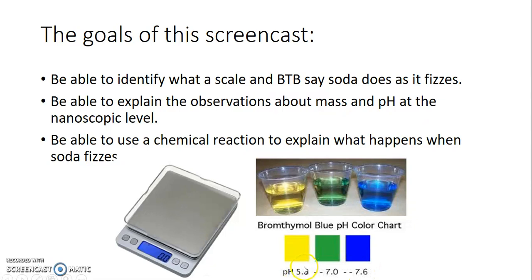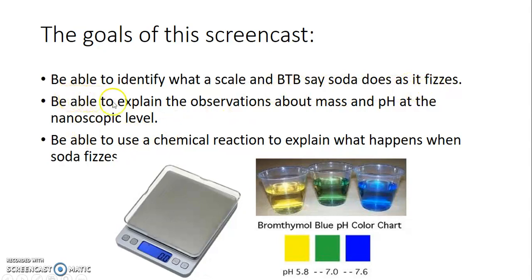And on the pH scale, the lower the number goes, the more acidic, and the higher the number goes, the more basic. It's a little bit backwards from what you would expect. So this is one goal, to be able to identify what the scale and the BTB say soda does when it fizzes. You have to remember those observations.